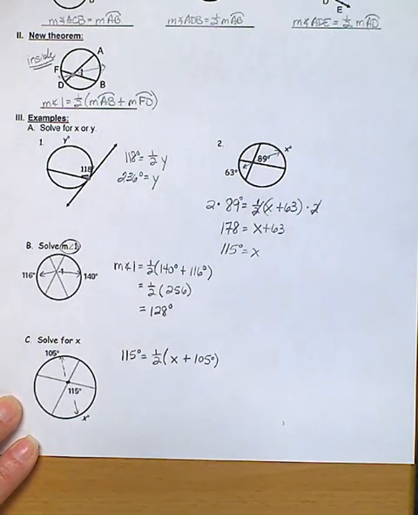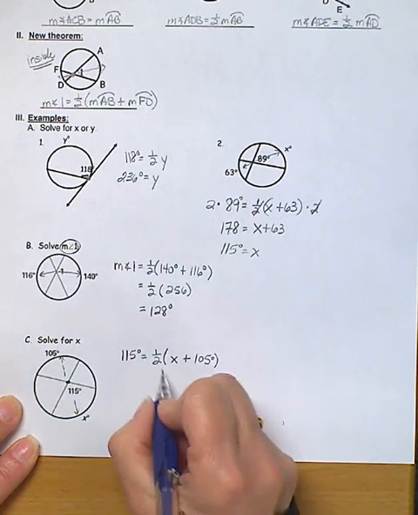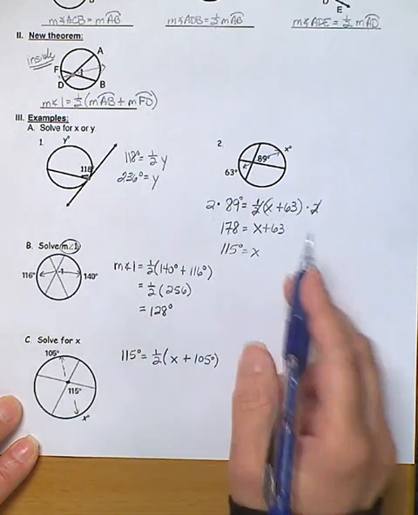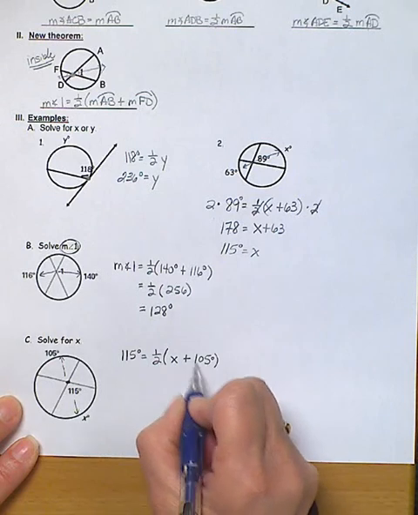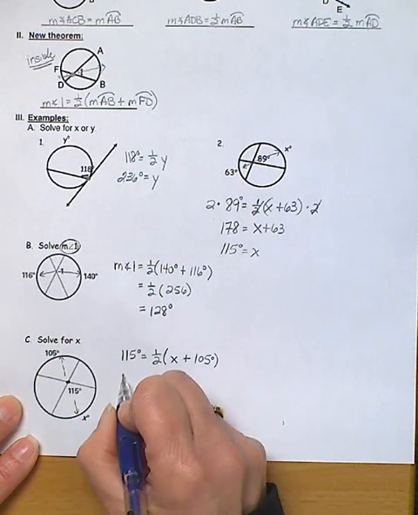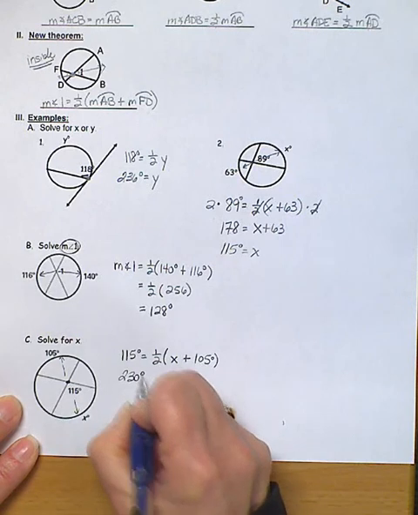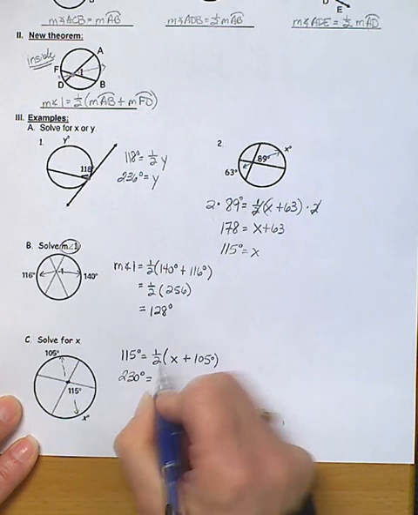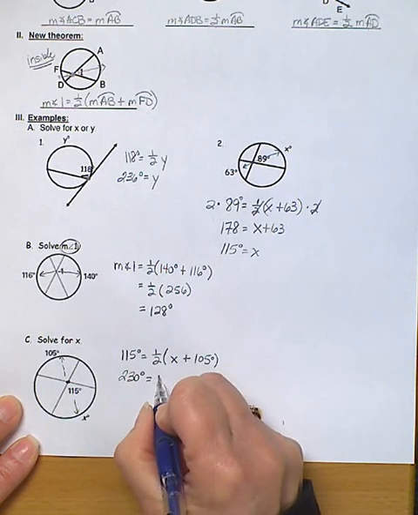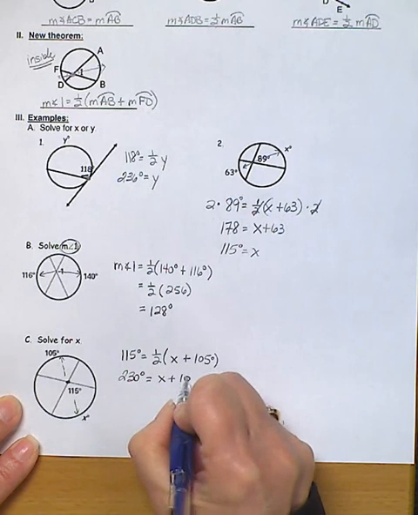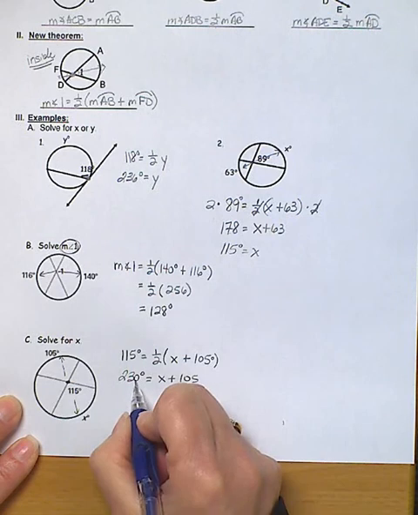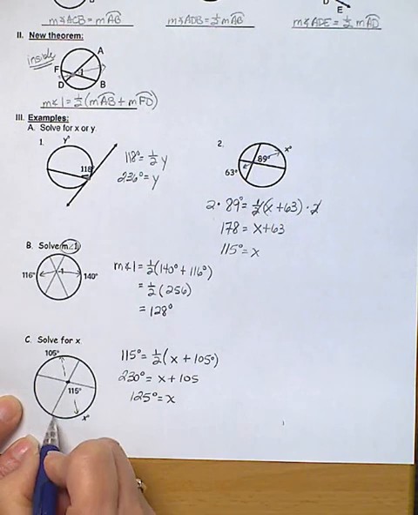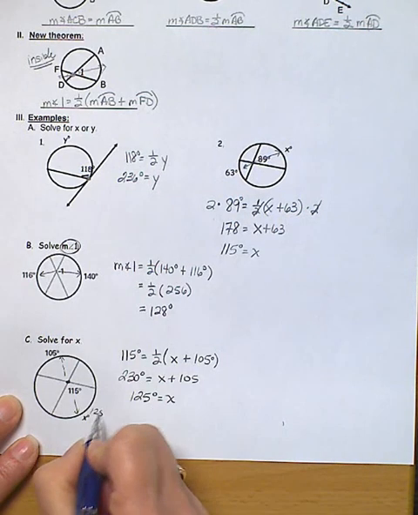Add the two, divide by 2. Again, as in our previous example, you probably don't want to distribute your half because that's an odd number. So I'm going to multiply by 2, so that gives me 230 degrees. When I multiply by 2 on the right side, the half cancels, so x plus 105. Now I'm going to subtract 105 from 230 and get 125 degrees. So this arc right here is 125 degrees of this entire circle.